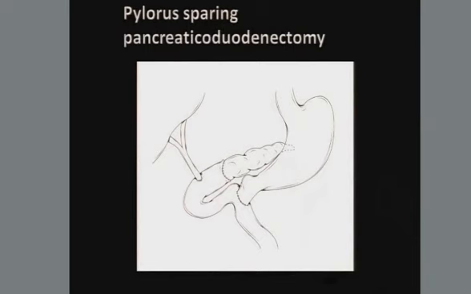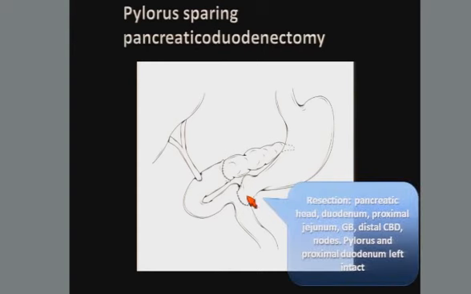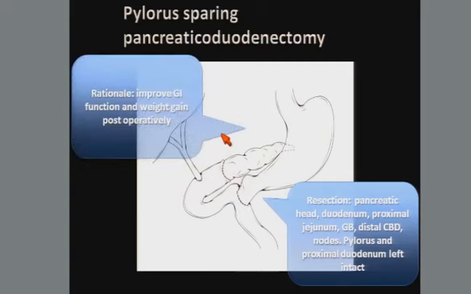Another variant of the Whipple procedure is called the pylorus sparing pancreatico-duodenectomy. That's also called the Longmire procedure by many pancreatic surgeons. This is a lot like the Whipple, except that the pylorus, the proximal duodenum, and gastric antrum are left intact. Pancreatic head is resected, duodenum is resected, proximal jejunum is resected, distal common bile duct is resected.